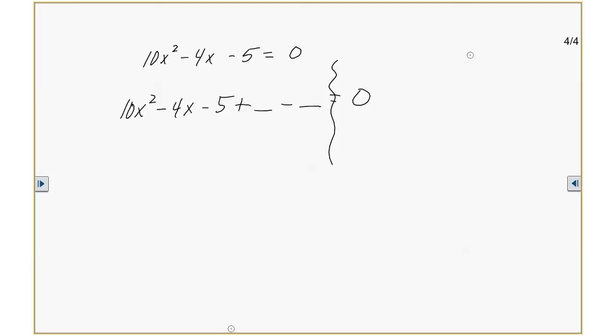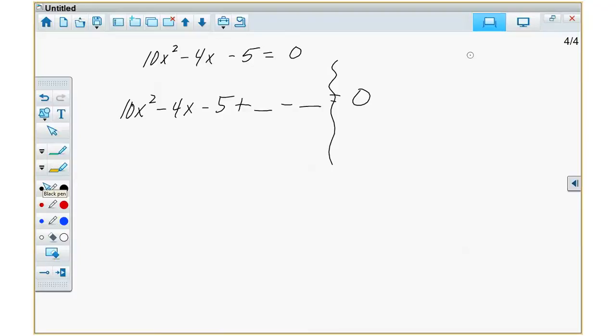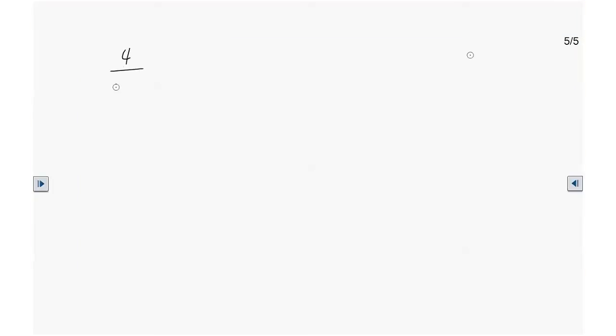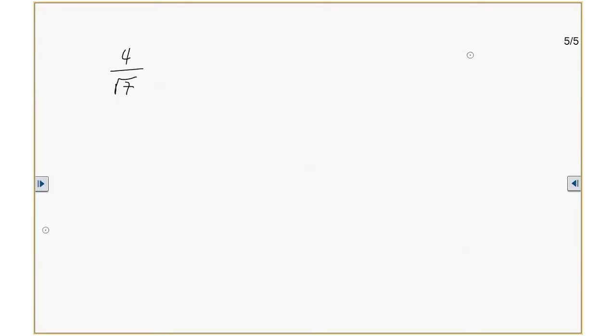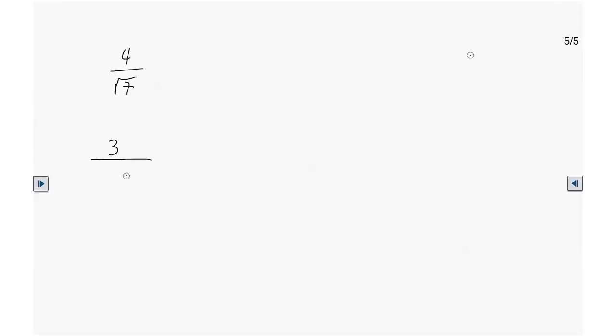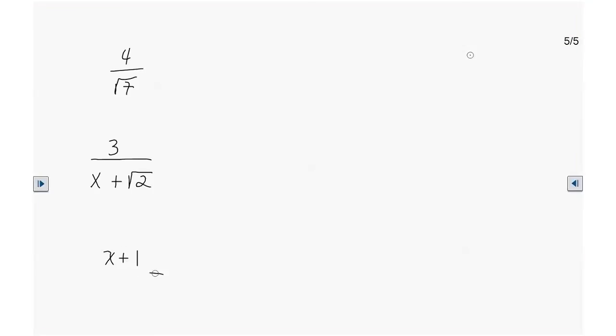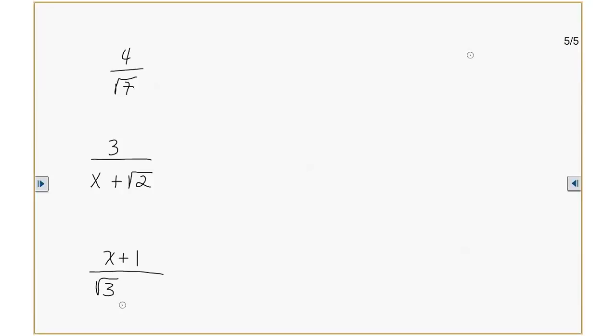Okay? All right, rationalizing the denominator. Does that help you with those two problems? Okay. Rationalizing the denominator. 4 over the square root of 7. There's one example. 3 over x plus the square root of 2. And the last one, x plus 1 over the square root of 3 plus the square root of 2. All right? Take a minute and work on those.